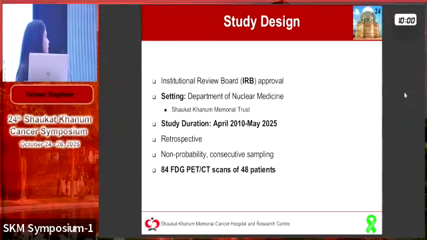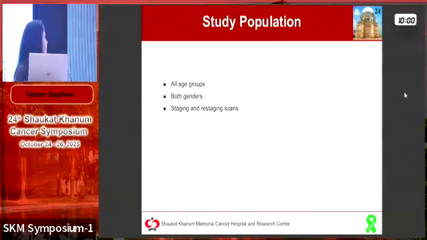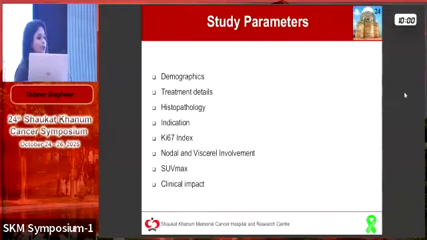It was done between April 2010 to May 2025. 84 FDG PET-CT scans of 48 patients were evaluated. It included all age groups, both genders, staging, restaging, and follow-up scans. The parameters that were included were demographics, Ki67 index, nodal and visceral involvement, and SUV max.